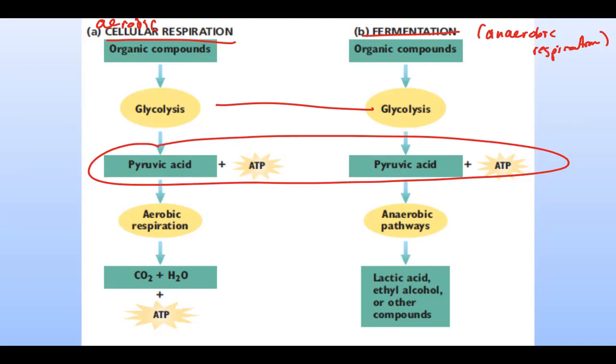If oxygen is present, you're going to go through aerobic respiration. You're going to produce carbon dioxide and water, and the number one reason why we're all here is ATP. If there's no oxygen present, you're going to enter the anaerobic pathways. There are 2 anaerobic pathways that I will teach you about. One is called lactic acid fermentation. The other one is alcoholic fermentation.